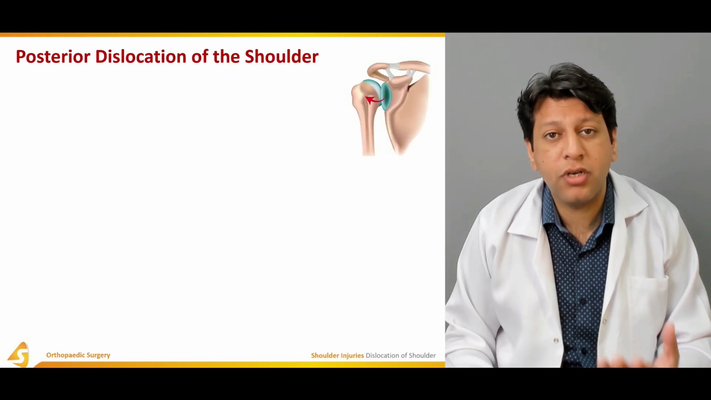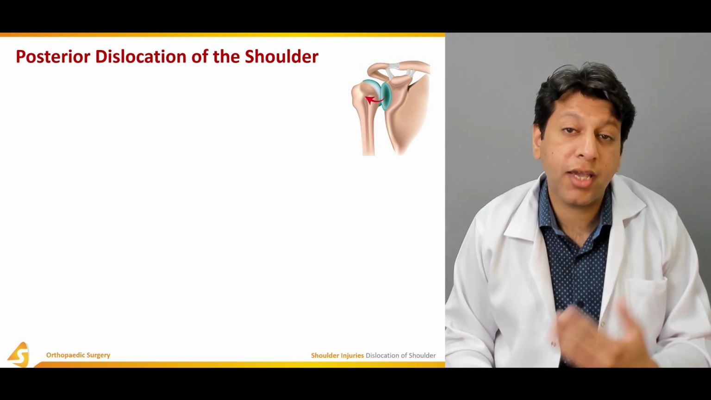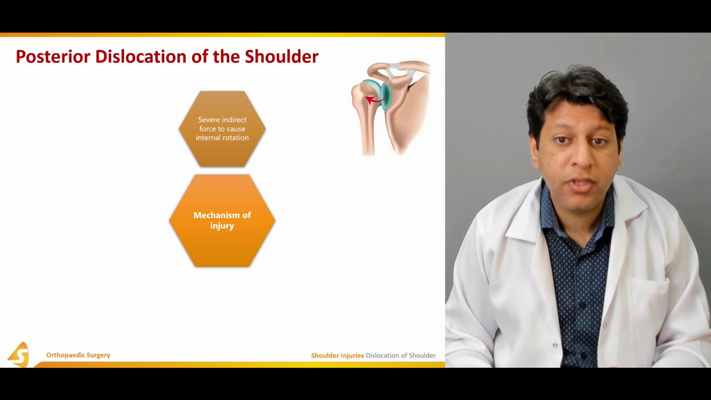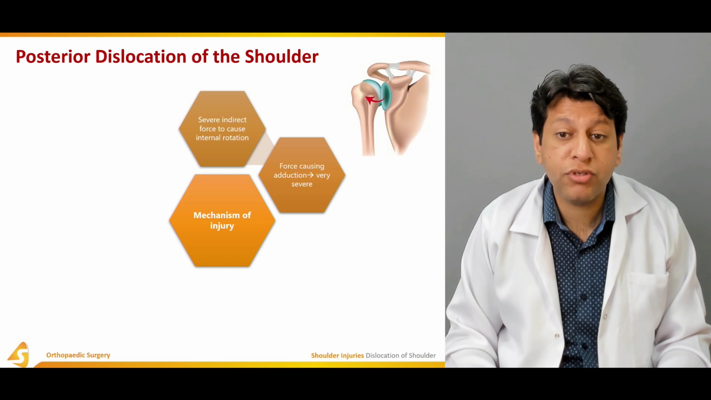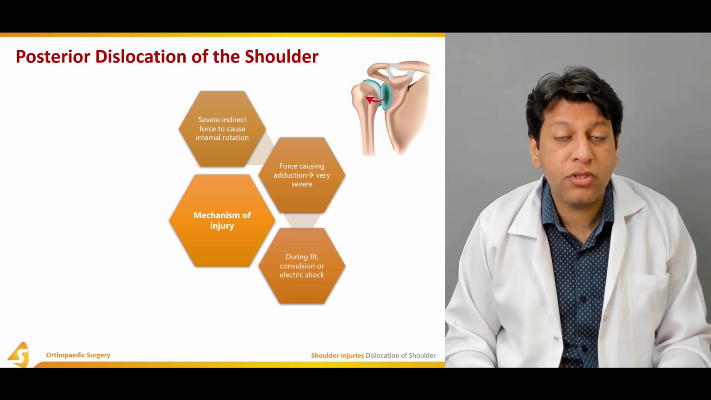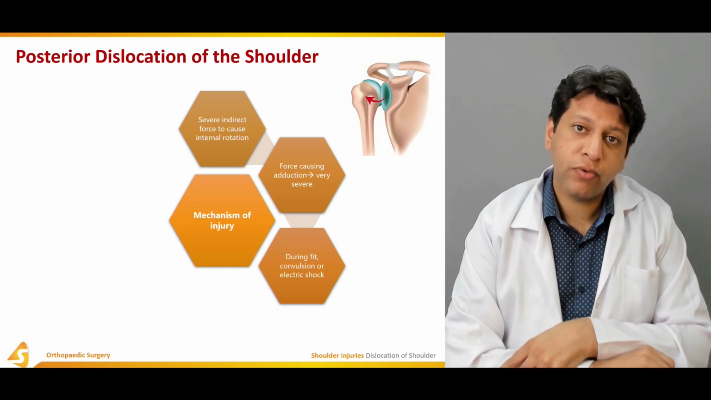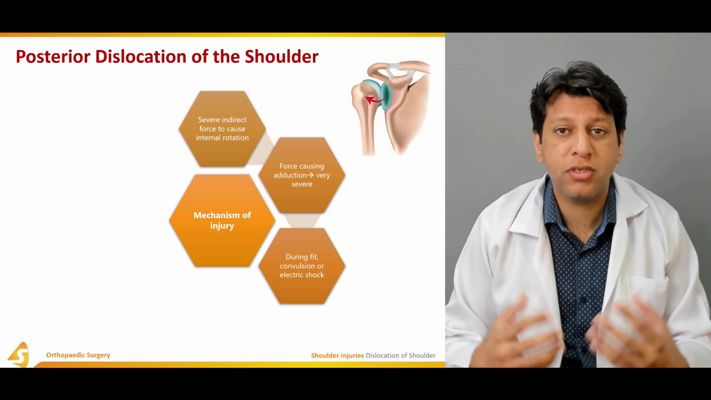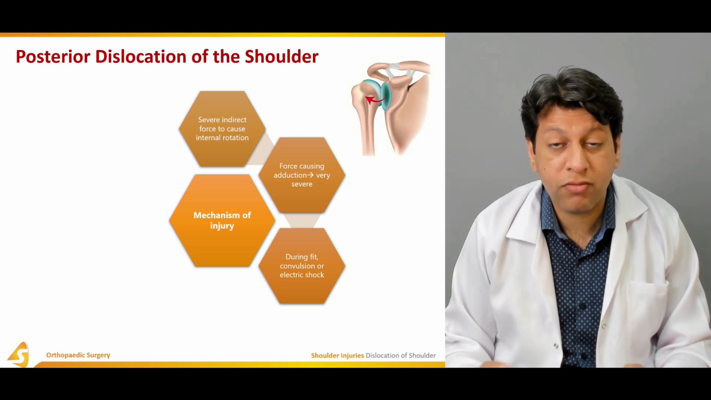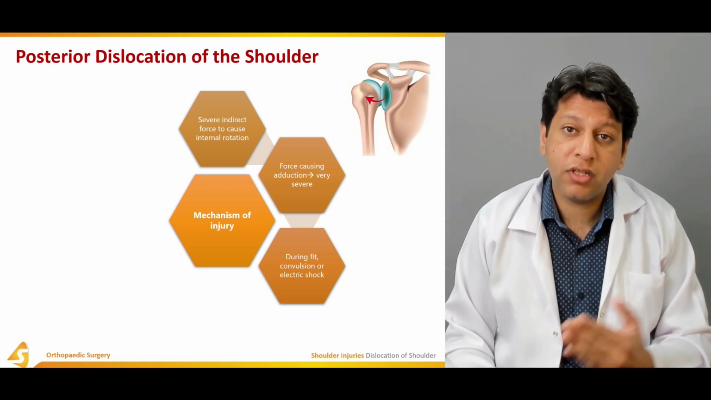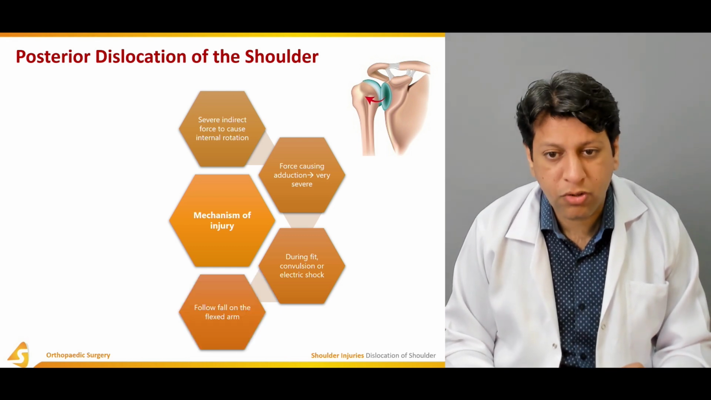Now coming to the posterior dislocation, although it's very rare. Posterior and inferior dislocation is rare, but it can occur in certain situations, especially due to a severe indirect force caused by internal rotation, or a force acting in adduction. Classically, the arms are internally rotated and a lot of adduction force acts on the shoulder. This is very common in electrocution injury or electric shock, or in convulsions and fits. Patients with an electric injury or a convulsion injury usually present with posterior dislocation.